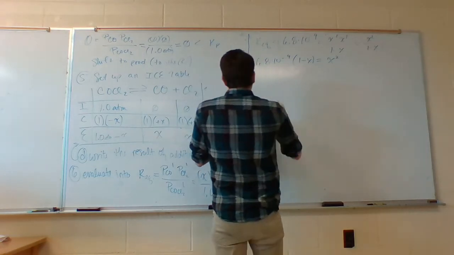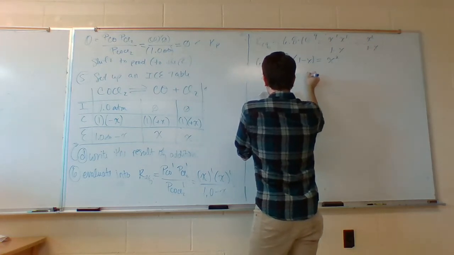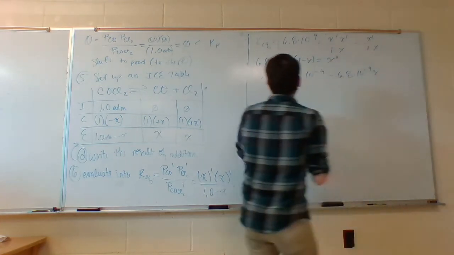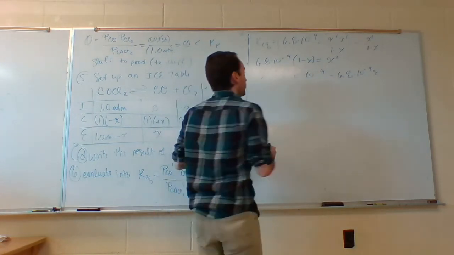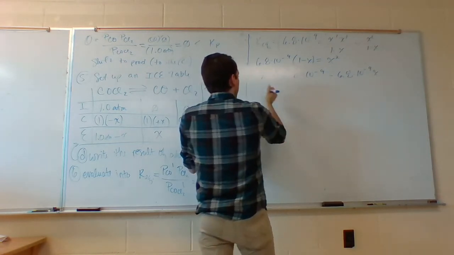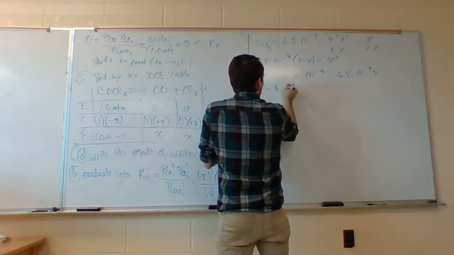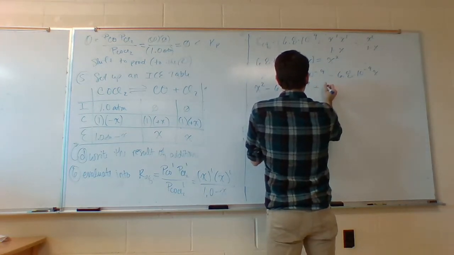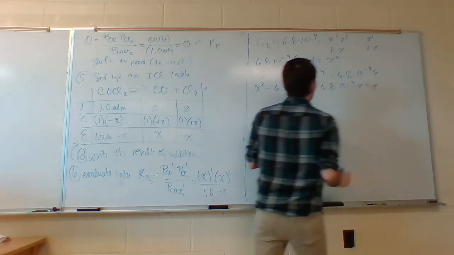All right, then I get that x squared is equal to 6.8 times 10 to the negative 9 minus 6.8 times 10 to the negative 9 times x, because I distributed my 6.8 times 10 to the negative 9 times the 1 and the negative x. Okay, and I just flipped the signs. Now, I'm going to pull everything over to the left-hand side so that I have x squared. So I'm subtracting off the right-hand side. So I've got negative 6.8 times 10 to the negative 9 plus 6.8 times 10 to the negative 9 x is equal to 0.